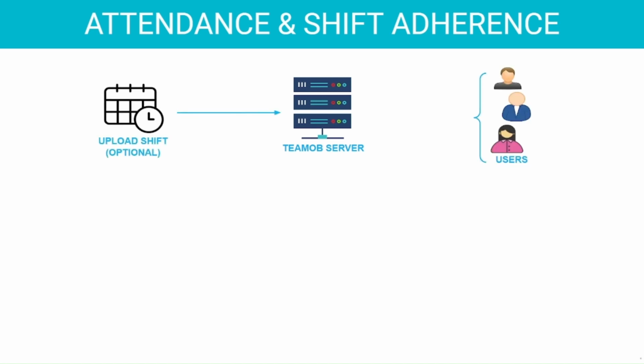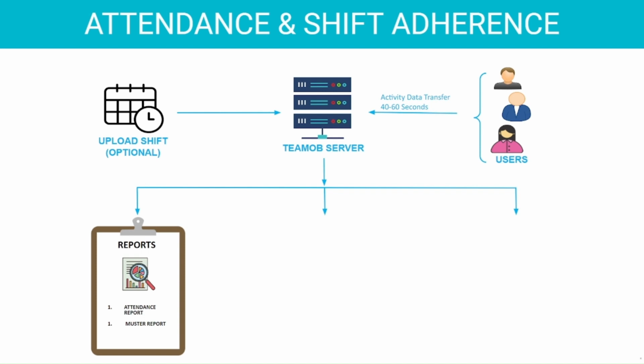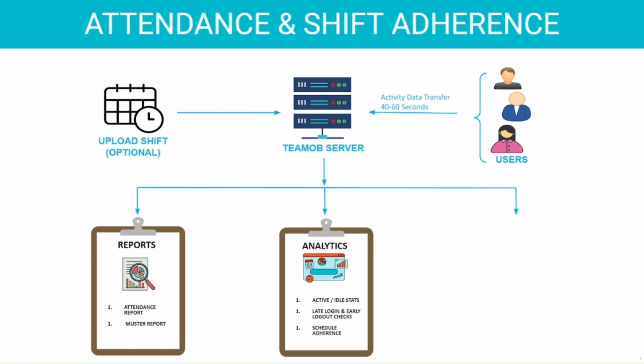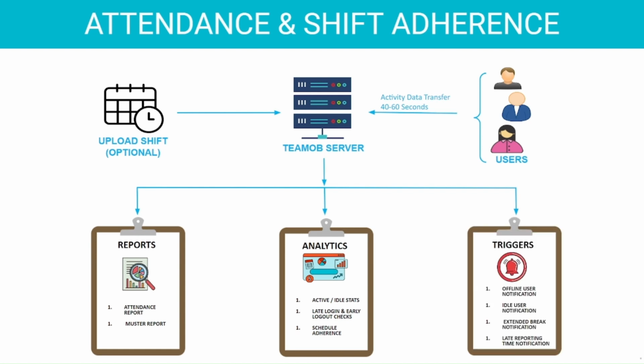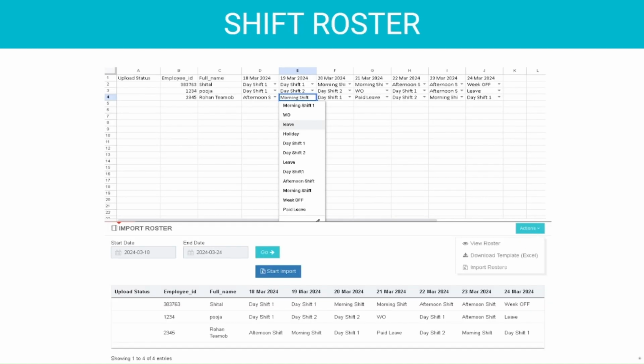The automatic tracking of attendance, combined with the shift roster feature, enables the generation of various useful reports, such as attendance logs, muster reports, late login and early logout reports, and active/idle time analysis. Additionally, built-in triggers can be enabled to receive real-time notifications on events, such as offline users, idle users, or users on extended breaks.